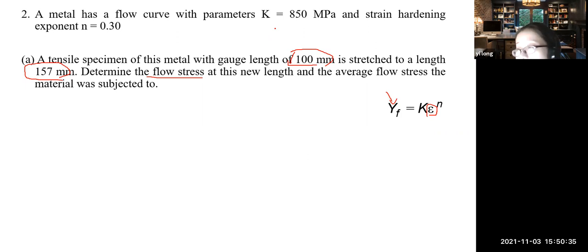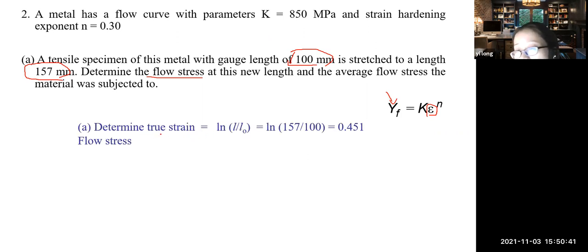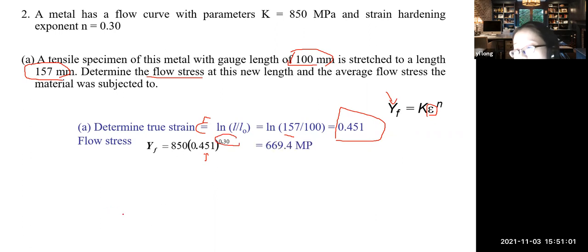669. Okay, let me see whether it's correct or not. First of all, determine the true strain here. True strain equals the natural log of L over L naught, 157 over 100, which will be 0.451. So for the flow stress, just put 0.451 there. Just use the right calculator, you won't get it wrong. Okay, 669.4. Let me see. Correct. But without the unit, it doesn't mean anything. You always have to include the unit. So this is question 1. Then the second question, what is the average flow stress?